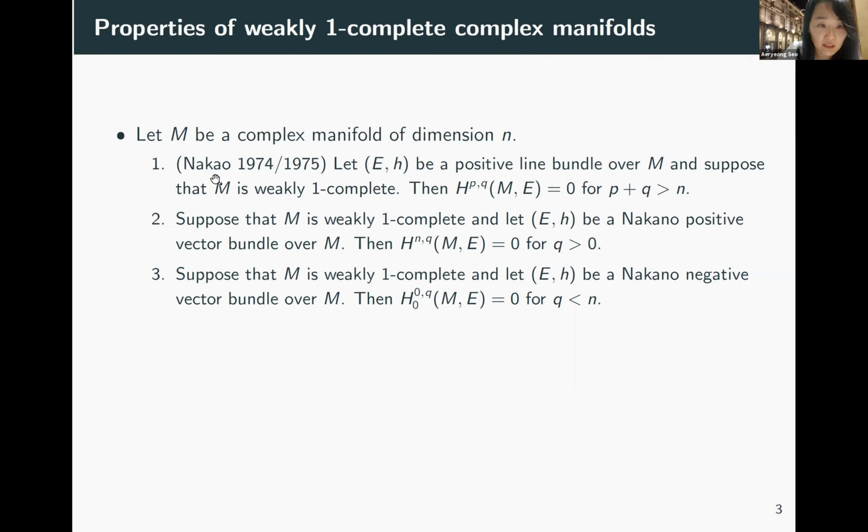Nakano showed that for any positive line bundle over M, if we suppose M is weakly one complete, then H^{p,q}(M,E) should vanish for any p, q if p plus q is greater than n. And in the case of a vector bundle over M, if we assume the weakly one complete condition and some Nakano positivity or negativity condition, then there are some vanishing theorems.